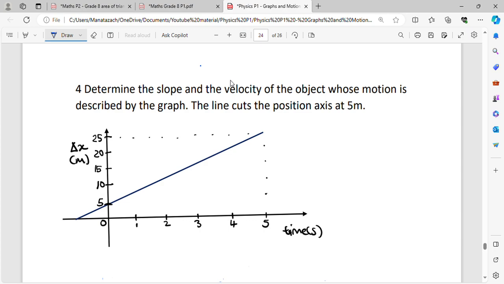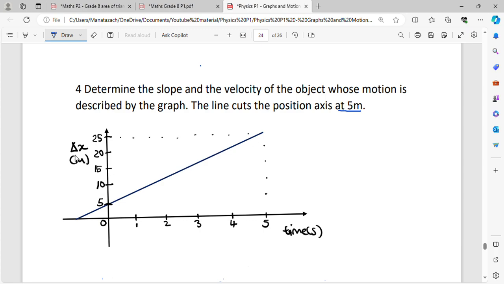We are continuing today with graphs and motion in one dimension. Let's start with today's lesson. Determine the slope and the velocity of the object whose motion is described by the graph. The line cuts the position axis at 5 meters.